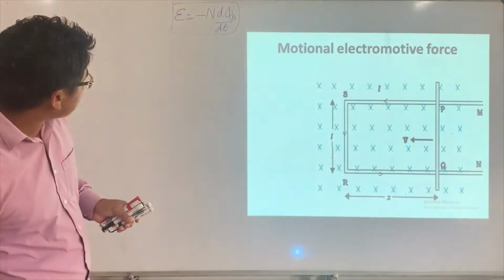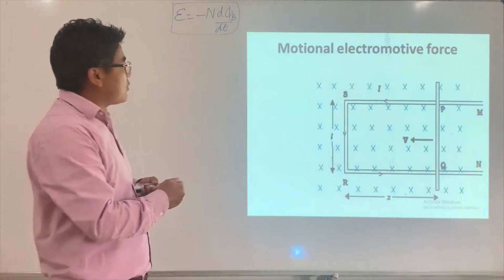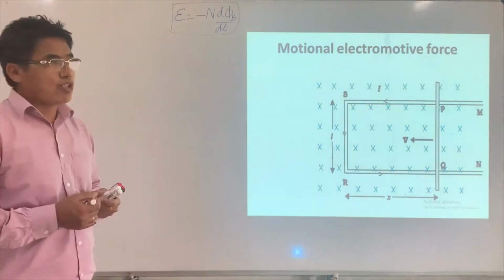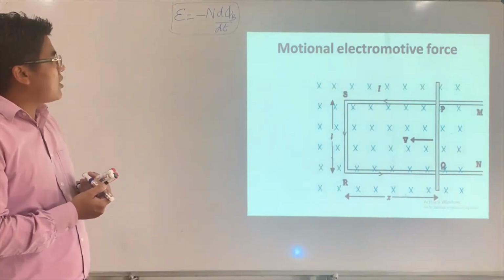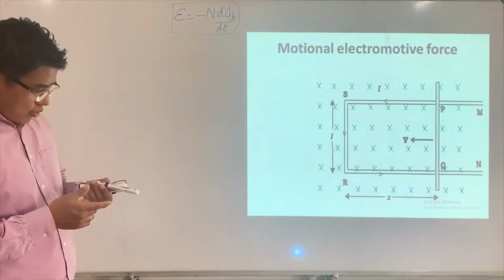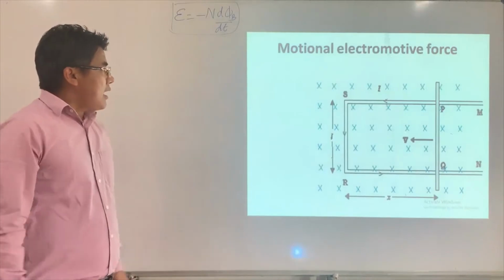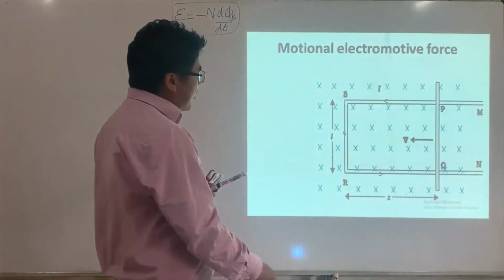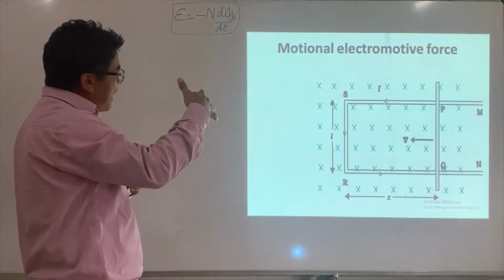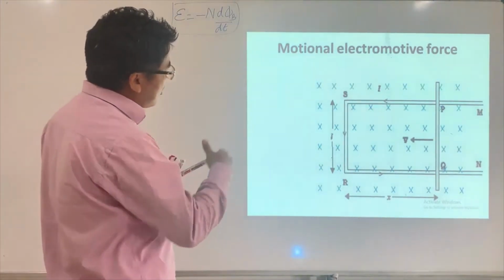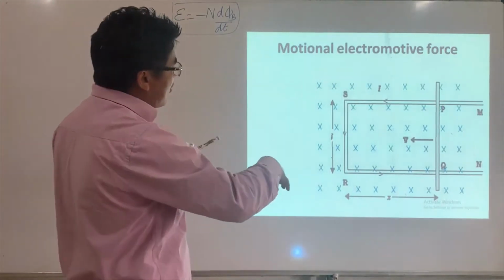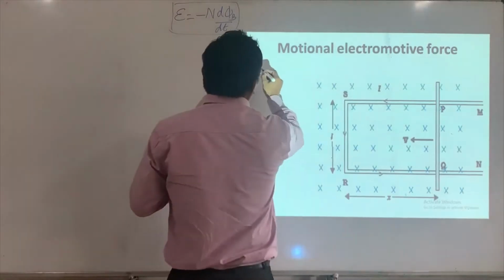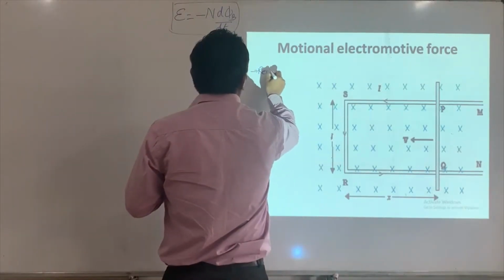All right. So now what I'm going to do is what we call motional EMF, motional electromotive force. I have a uniform magnetic field, and the direction of the magnetic field is into the plane. I have a rectangular coil.